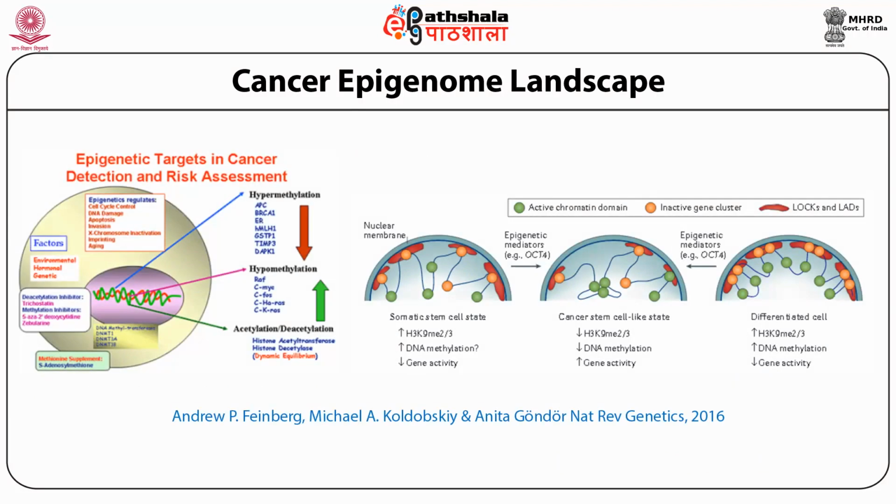This slide shows the cancer epigenome landscape. The top figure illustrates the various epigenetic changes such as the hypermethylated, and also the epigenetic targets in cancer progression. The lower figure is a hypothetical scheme that explains how epigenetic mediators might reprogram the epigenome to tip over the normal somatic cell or a differentiated progenitor cell into a cancer stem cell state, displaying phenotypic heterogeneity.